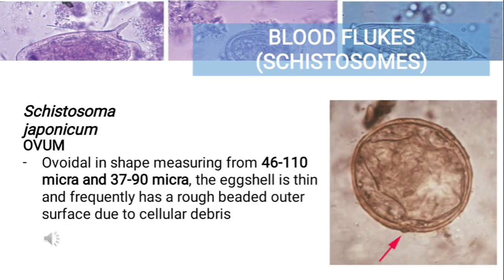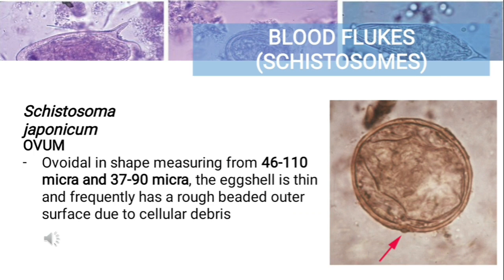Now let us proceed to the ovum or the egg of our Schistosoma japonicum, which is described as ovoid, round, or pear-shaped if you are going to refer to our picture on the right side, and it is somewhat pale yellow in color. The longer diameter ranges from 46 to 110 micrometers, while the shorter diameter of the egg ranges from 37 to 90 micrometers.